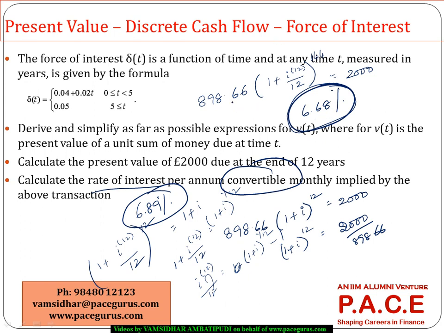So this is one way I can try finding out the present value of the cash flows when a force of interest is given, and from there I can even try to convert that present value or that interest rate into a monthly convertible interest rate or effective annual interest rate, any such kind of calculation. So we need to be comfortable with these formulas for doing this kind of conversion or equivalent comparison quite effectively. Alright.